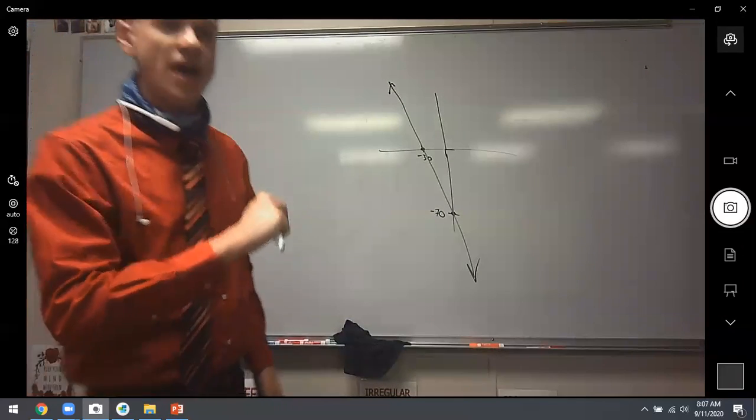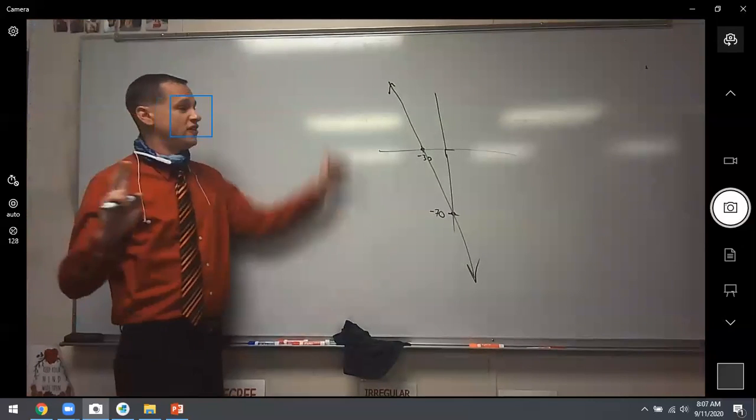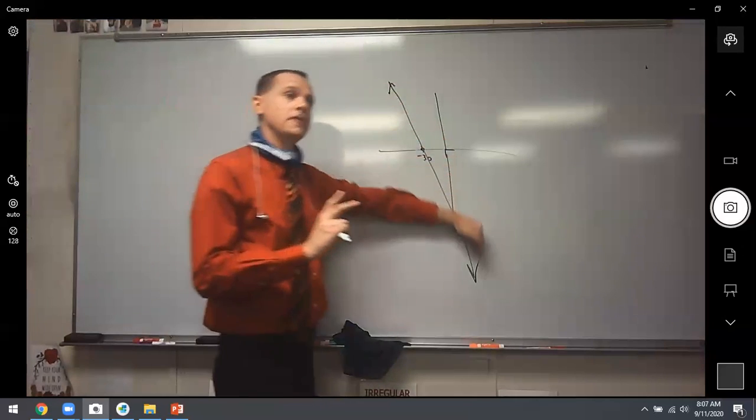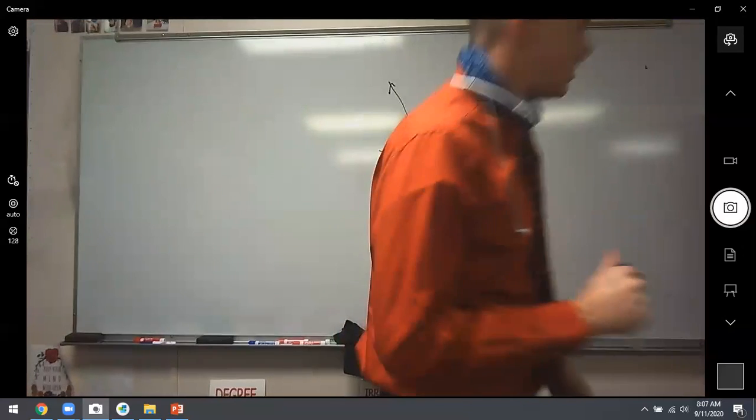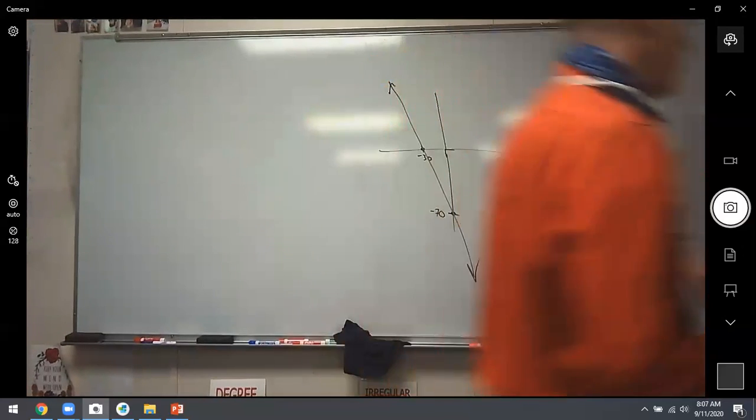Decreasing for all values of x. As I come in from negative infinity, is this thing always decreasing? Yeah, okay, it all works out. And end behavior, let's check the end behavior here.